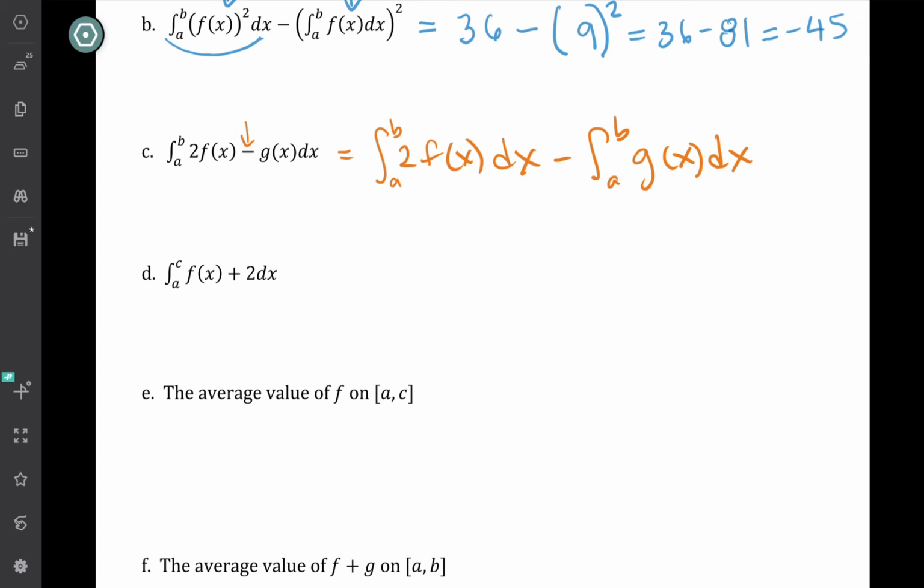The g of x part is great. I would like to do a little bit more work on the f of x part. So I'm going to have 2 move out in front finally.